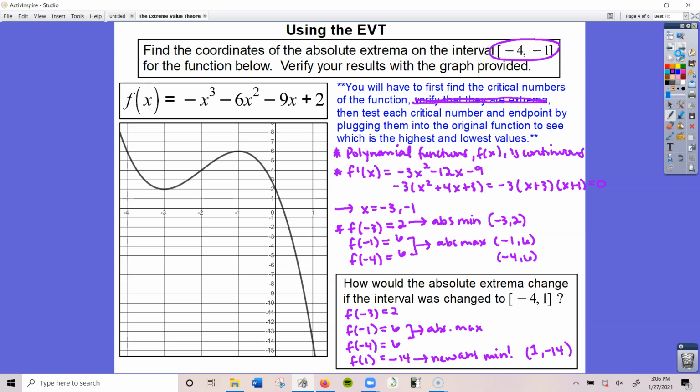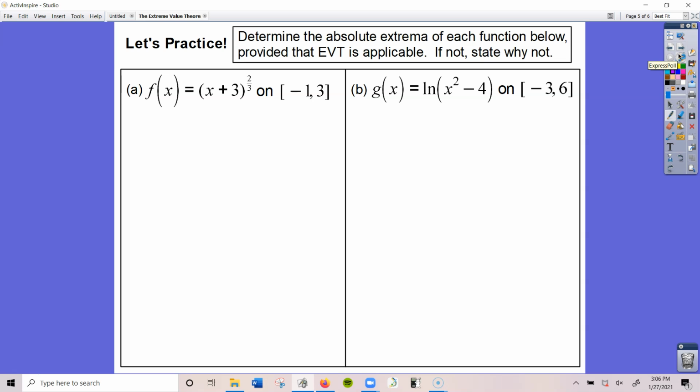Now let's examine when we don't have a graph. We have here f of x is equal to x plus 3 raised to the 2/3 on the interval negative 1 to 3. So first we have to establish if the function is even continuous. If it's raised to the 2/3, that means that this is equivalent to f of x is equal to the cube root of x plus 3 squared, since the denominator is the root and the numerator is the power.